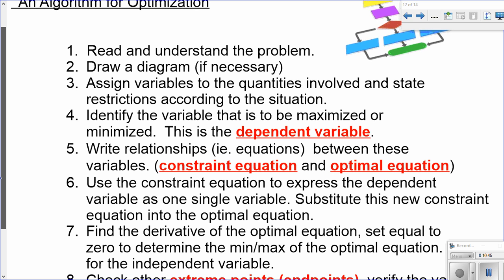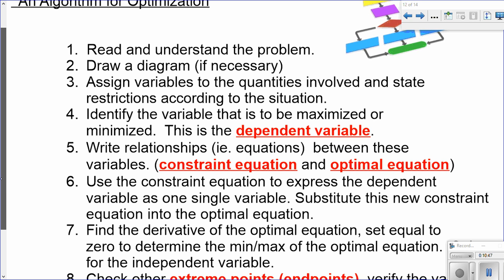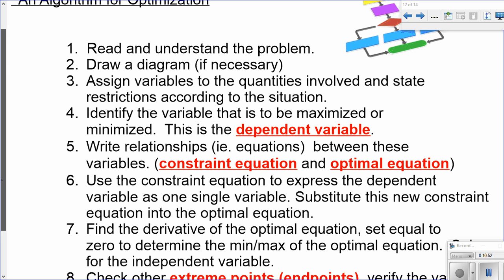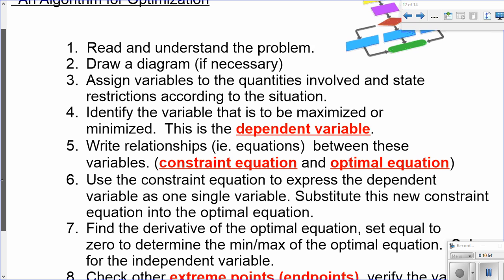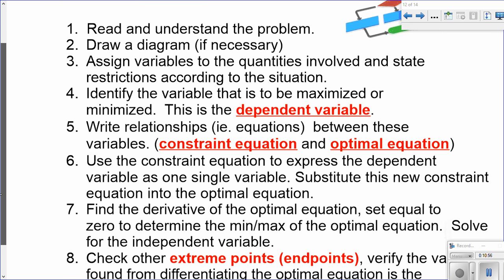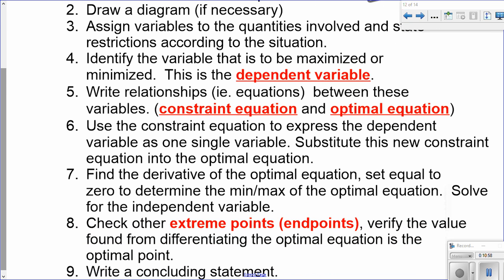And then the optimal equation. Use the constraint equation to express the dependent variable as one single variable. Rearrange the constraint equation and then substitute this new constraint equation into the optimal equation. Find the derivative of the optimal equation, set it equal to 0 to determine the minimums and maximums, and solve for the independent variable. Check the endpoints, and verify from differentiating the optimal equation that this is the optimal point, then write a concluding statement.